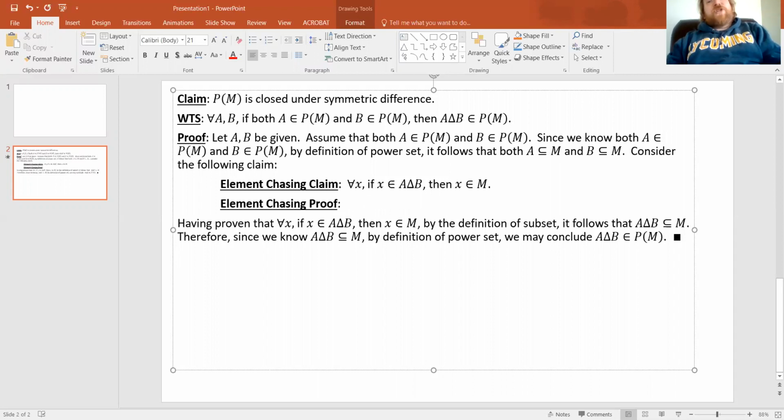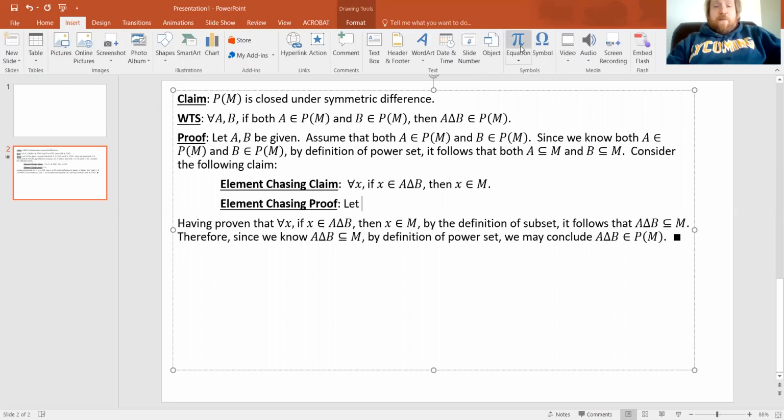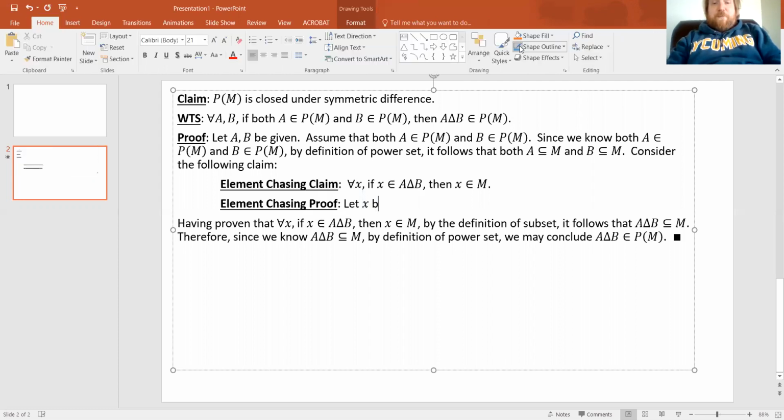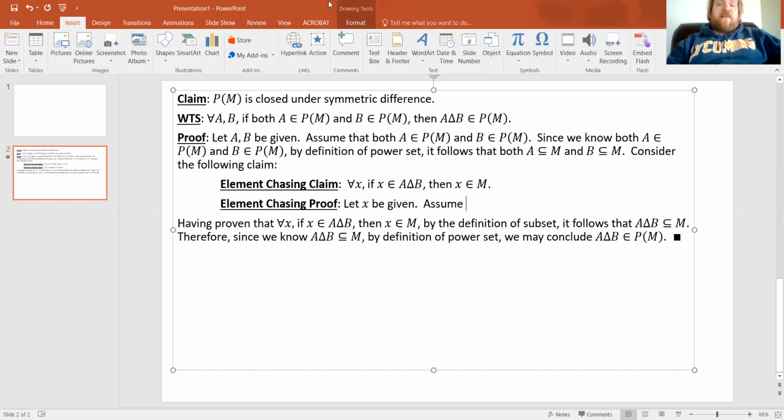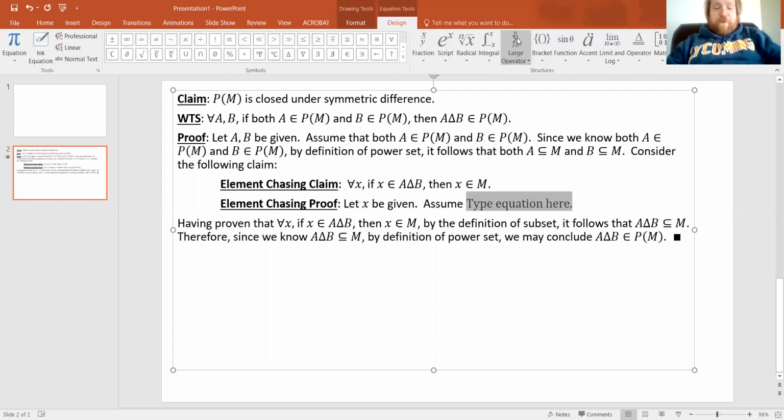So our element chasing claim is a quantified if-then statement. So we should begin by letting x be given and assuming that x is a member of A symmetric difference B. So let x be given, assume x is a member of A symmetric difference B.